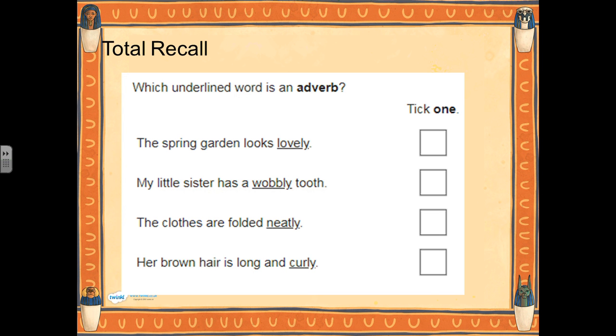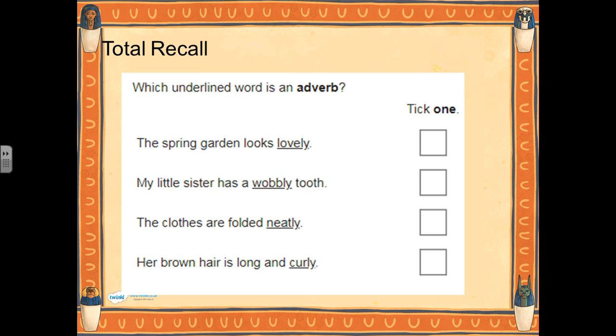Okay, let's have a look at the answer for this total recall then. So the first sentence says, the spring garden looks lovely. It's a bit of a tricky one really because adverbs do often end in ly. But in this sentence, the word lovely is being used as an adjective because it is describing the spring garden. The second one says, my little sister has a wobbly tooth. Another ly word, but again, this one is an adjective because it describes the tooth.